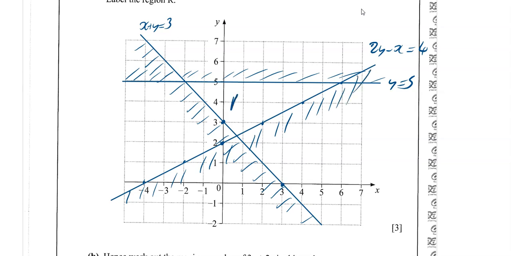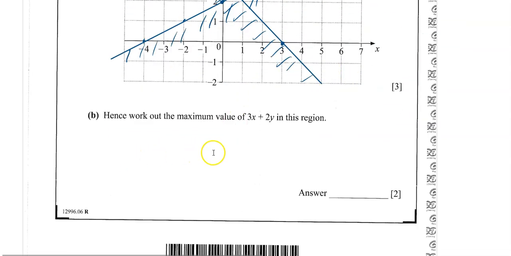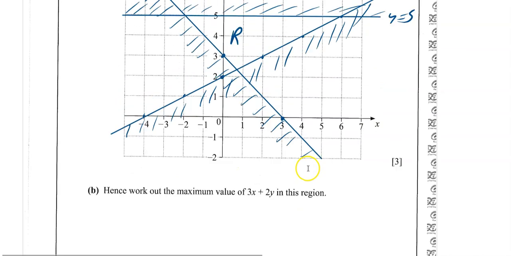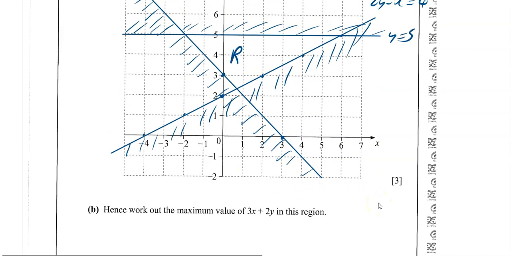Okay, and then this is your region R that we want. So that's a hard part of the question done. Next part of the question says, hence work out the maximum value of 3x plus 2y in this region. The maximum values are always going to be near corners, so you test the corner points, and the whole number integers around the corner points.